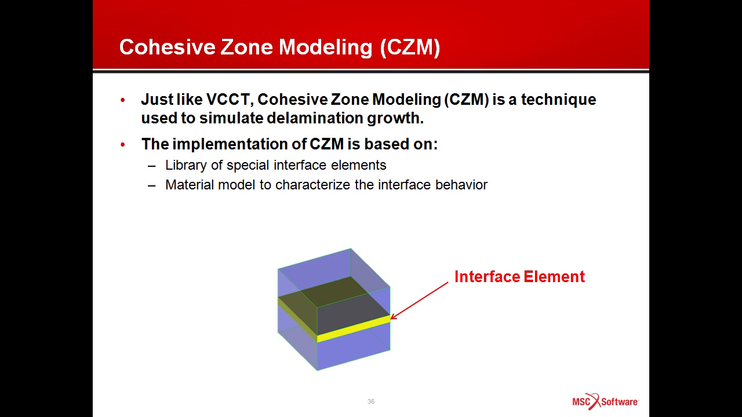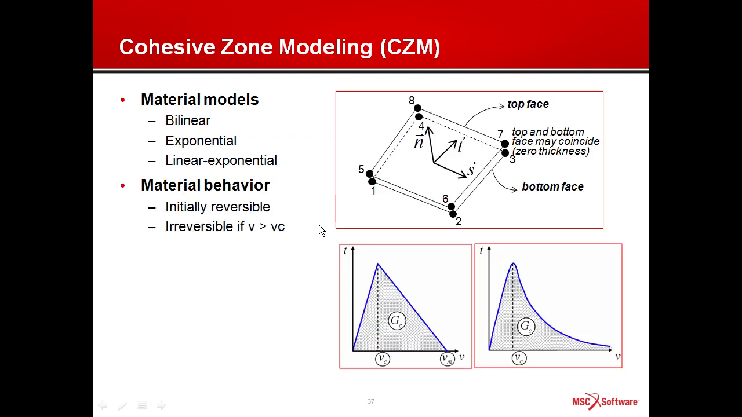Cohesive zone modeling is like VCCT. It's used to simulate delamination or crack growth. The big difference here is that the cohesive zone element is actually based on a library of special interface elements. So you can see in the image below, sandwiched between two sets of solid elements is a set of interface elements. Let me go over very briefly how this material model works.